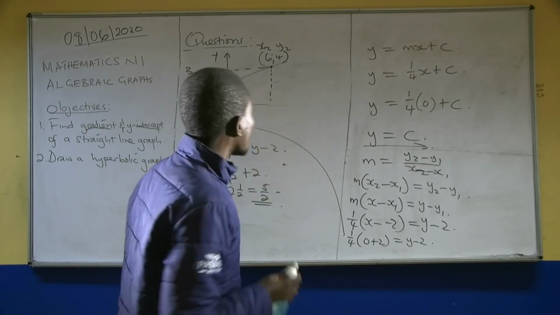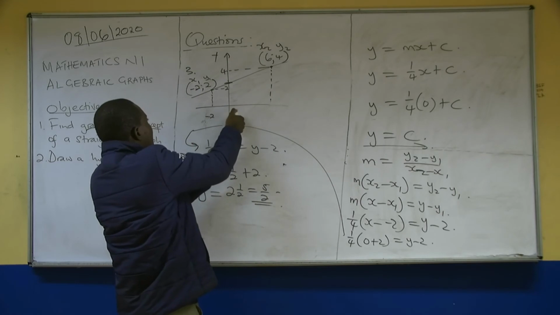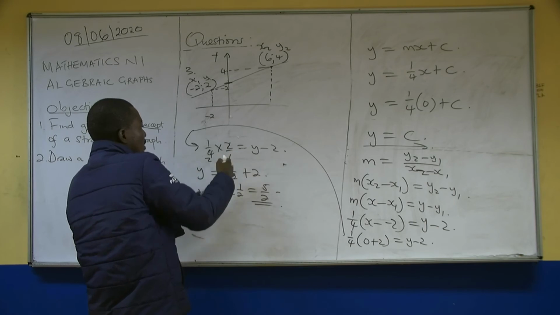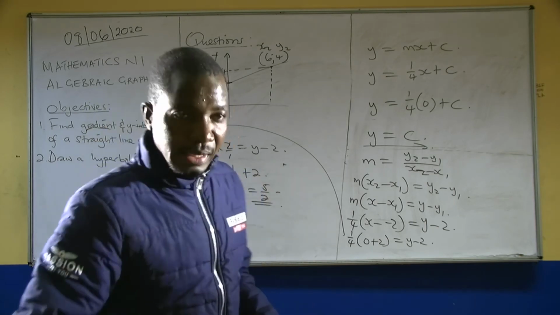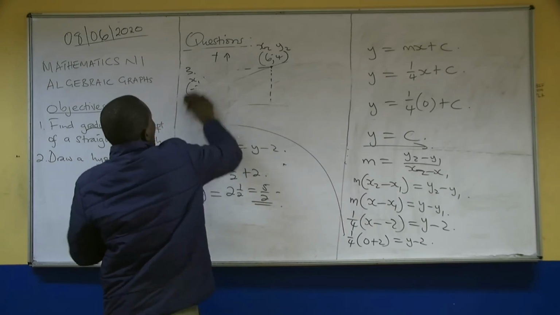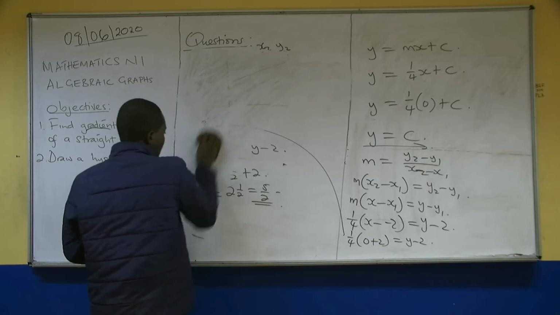So basically, this is how we find the equation of a line and then substitute to find the gradient and the y-intercept. I hope we are together on that part.